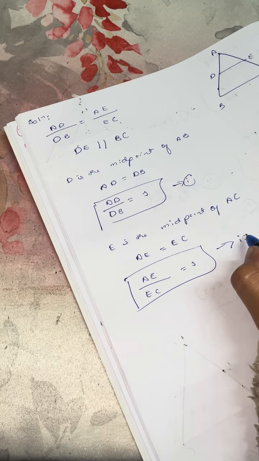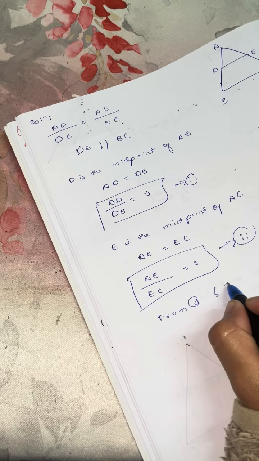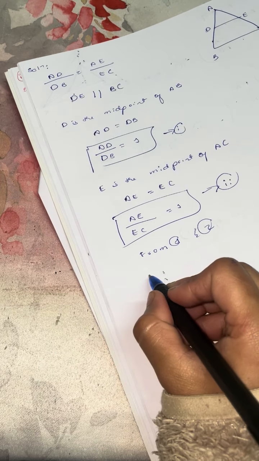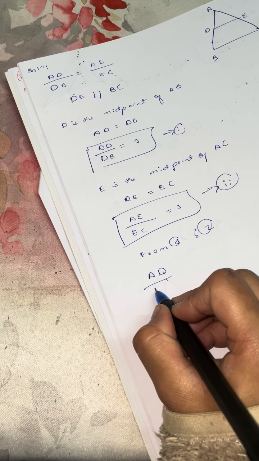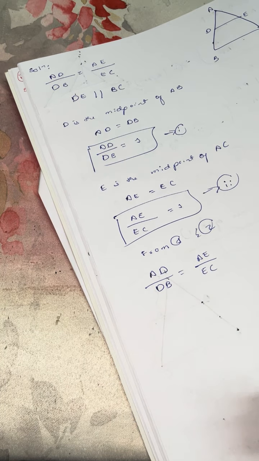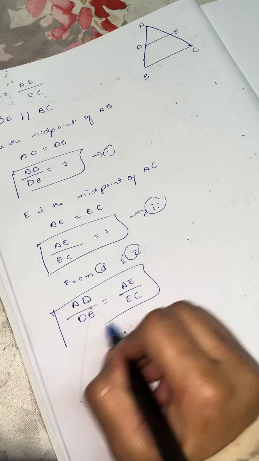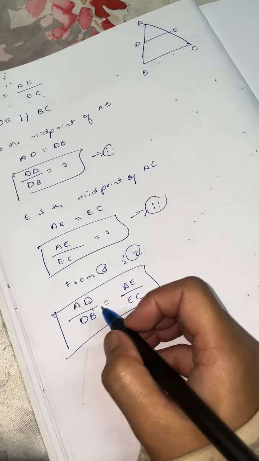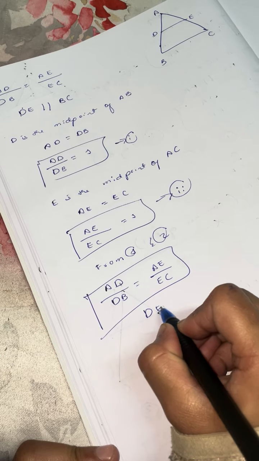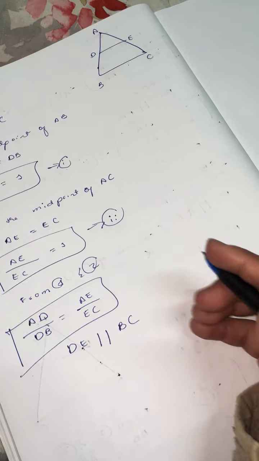Then, equation 2. From 1 and 2, I can say that AD over DB equals AE over EC. Hence, DE is parallel to BC. Hence proved.